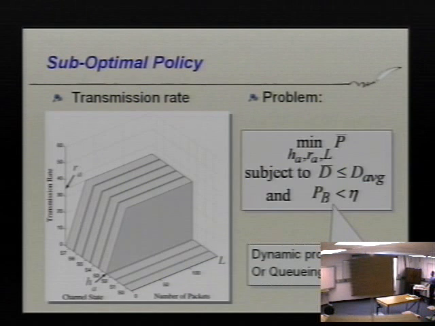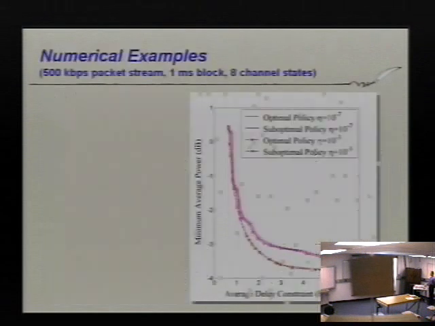And by dynamic programming, first we give some numeric examples. We will assume the number of arriving packets in one block time follows a Poisson distribution, and we use an 8-state memory channel model here, and we assume a 500 kilobits per second packet stream. This figure shows the minimum average power varying with the average delay constraint under both the suboptimal policy and the optimum policy, when the packet loss is restricted under 10 to the minus 7 and 10 to the minus 3 respectively.